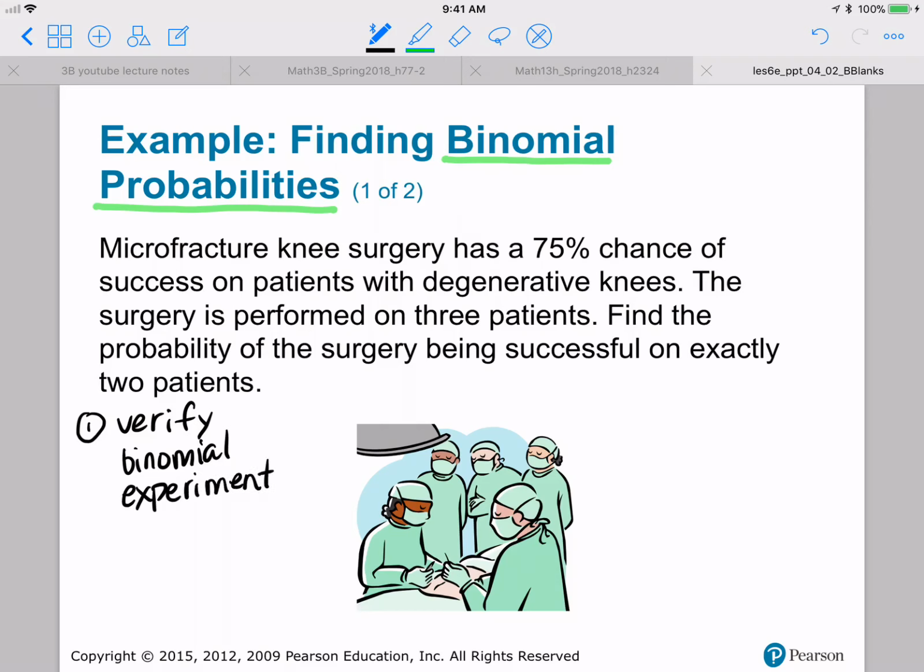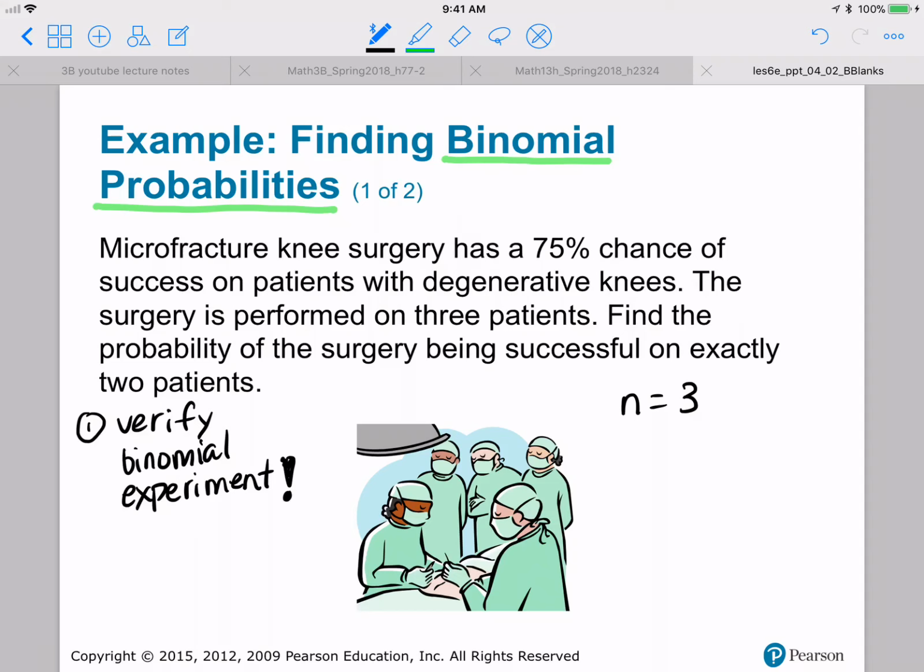Now, when we verify it's a binomial experiment, what are we going to do? We need to know that we have a fixed number of trials. We do. How many trials do we have? 3. N equals 3. What is a trial? A trial is one patient having this microfracture knee surgery performed on the patient. Either it will be successful or it won't.